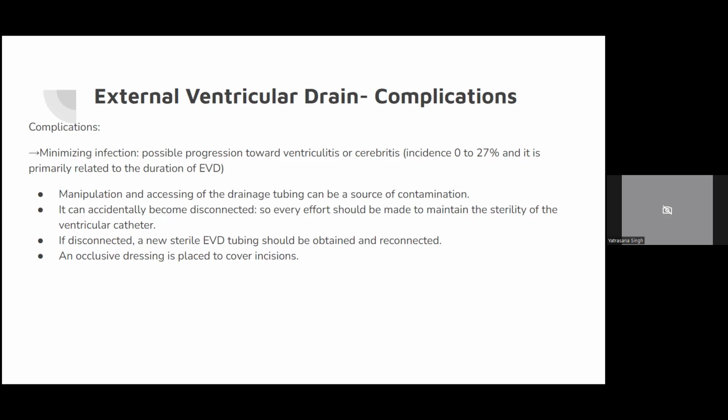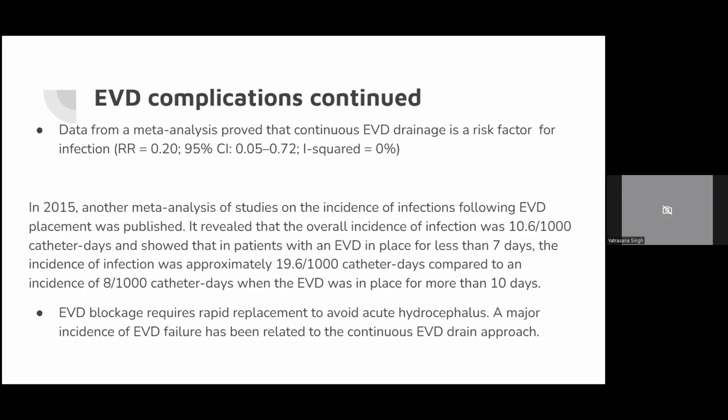So every effort should be made to maintain the sterility of the catheter. If disconnected, it is recommended that a new sterile tubing should be obtained and reconnected, and occlusive dressings placed to cover the incisions. Data from a meta-analysis proved that continuous drainage using the EVD is a risk factor for infection.